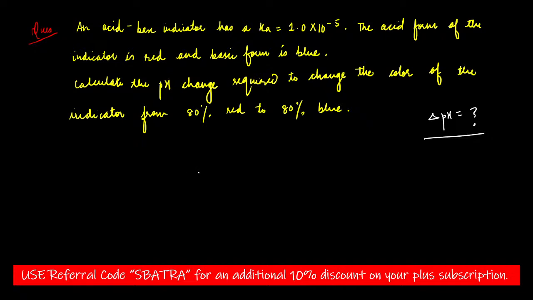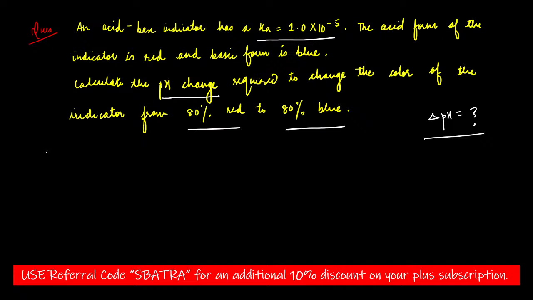Yes, everyone, what is the answer for this question? Okay, so let's solve this question. So the question says an acid-base indicator. So this is your Ka value, right? And what we have to calculate is the pH change required to change the color of indicator from 80% red to 80% blue. Okay, this is your question.